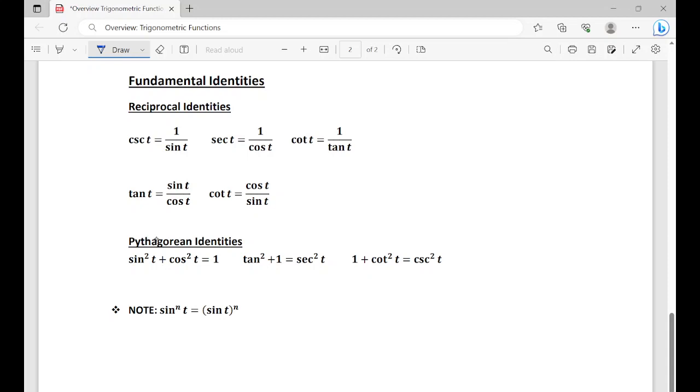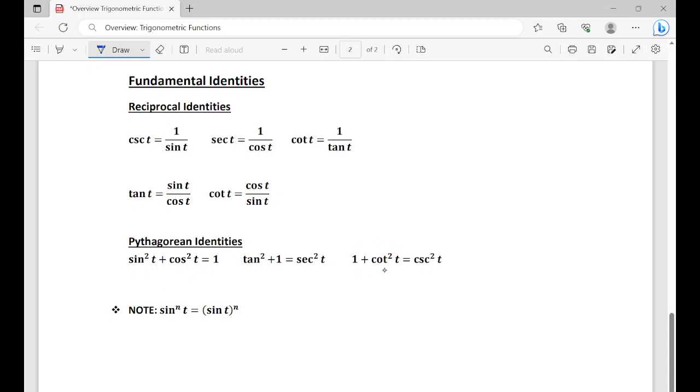And finally, we have the Pythagorean identities, which are again very important. Sine squared t plus cosine squared t equals 1. Next is this Pythagorean identity, and you can get it by just taking the first identity and dividing every term by cosine squared. So sine squared over cosine squared will give you tangent squared. Cosine squared over cosine squared will give you 1. 1 divided by cosine squared will give you secant squared. So this identity, tangent squared plus 1 equals secant squared, is a Pythagorean identity we get from the first Pythagorean identity.